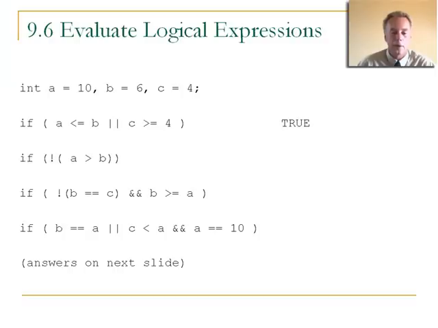C is greater than or equal to 4. C is equal to 4. So that side is true. We have there false or true. And it evaluates to true. If you need to, go back and look at the truth table for or. If either of them are true, then it will evaluate to true.